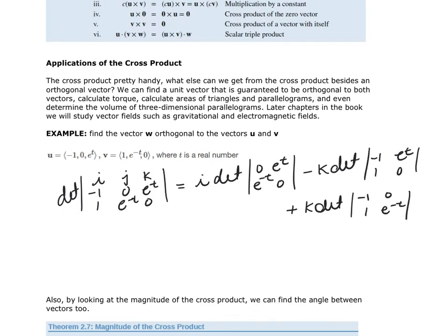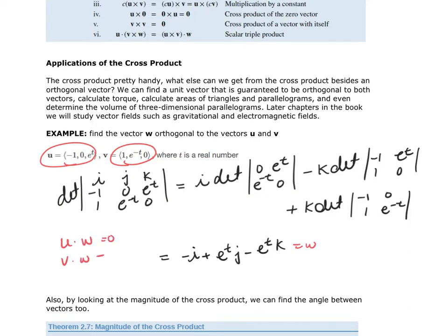When I get done, I'm going to get this vector: negative i plus e to the t j minus e to the t k. Now, all I have to do is take this vector and do the dot product with either this first one or this second one to show that it will be orthogonal. It's guaranteed to be orthogonal, but you could confirm it: we call this w, and we know that u dotted with w has to equal 0, and v dotted with w also has to equal 0.